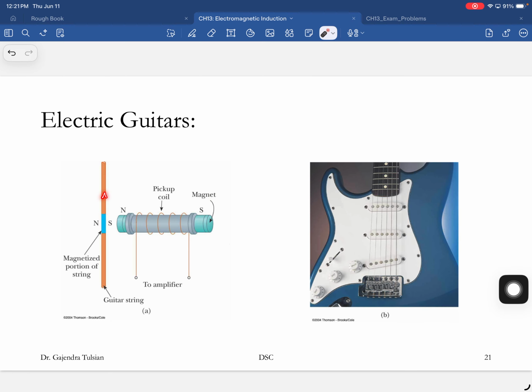All right, so now you know how to turn these vibrations of the string that you couldn't hear into something that 100,000 people could hear. Again, changing magnetic fields can be turned into an electrical signal, and once you turn it into an electrical signal, then you can do anything you want.